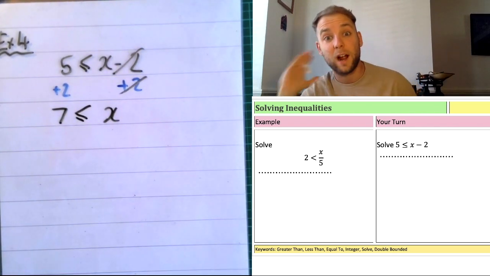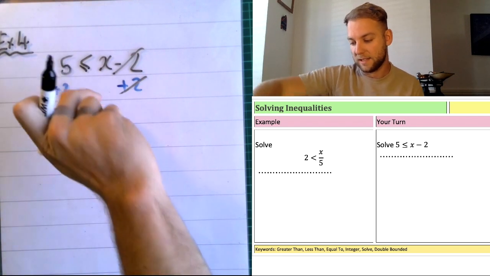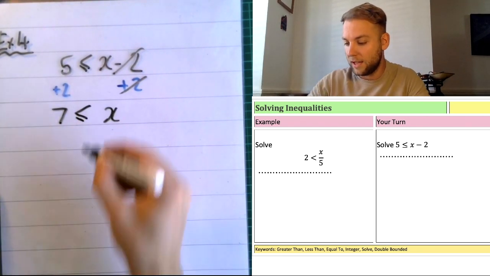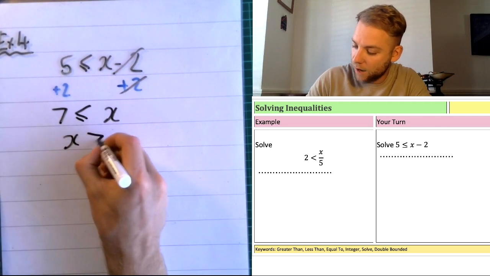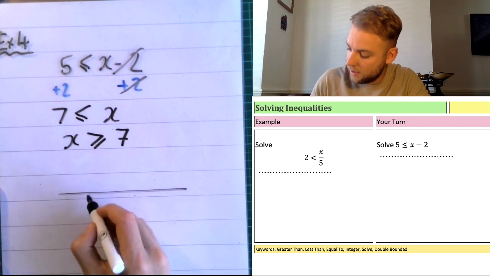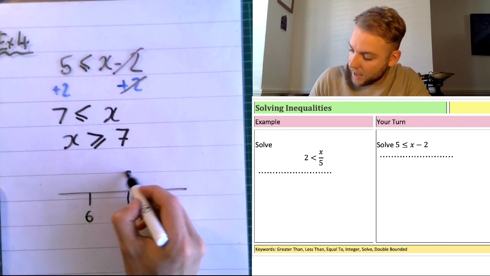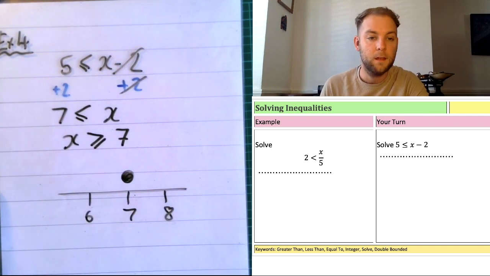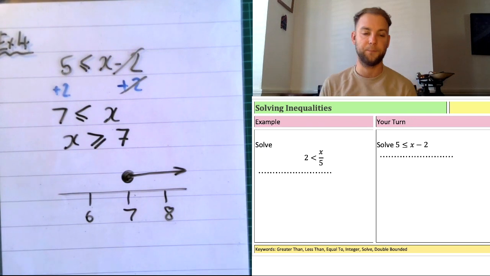I've got the x on the right-hand side, but I want the x on the left-hand side because it's easier to read. That means I need to turn all of this around, keeping that wide part next to the x. So x is greater than or equal to 7. So then when I draw it, 6, 7, 8, it's going to be a closed dot because it's equal to as well, and it's going to be pointing right like so.